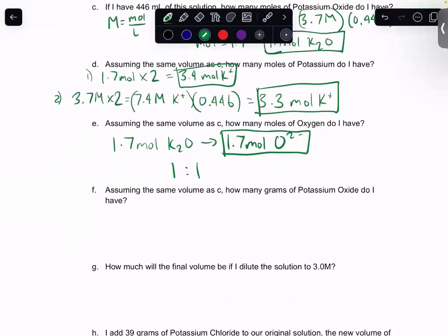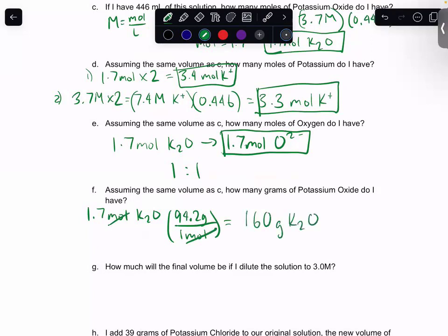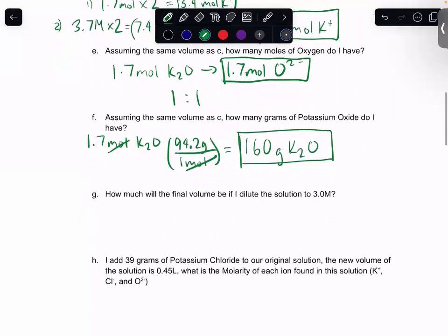All right, assuming the same volume as C, how many grams of potassium oxide do I have? Well, to get grams, we're going to start with our moles, 1.7 mole K2O. We're going to use a little bit of conversions, using 1 mole is equal to 94.2 grams. That is using the molar mass, which is in grams per mole. Moles will cancel with moles, and I will get an answer of 160 grams K2O. Now, it's not exactly 160, but again, that's using significant figures to keep all those correct.